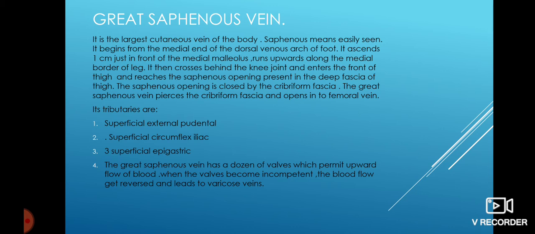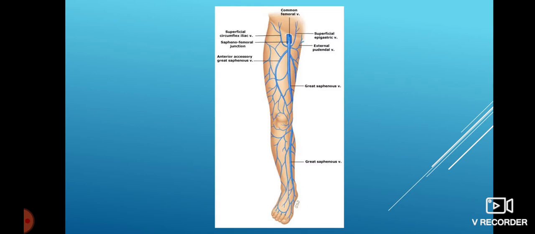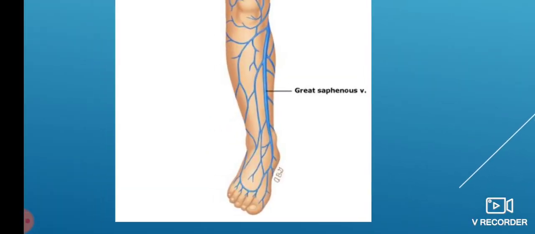The great saphenous vein has a dozen valves which permit upward flow of the blood. When the valve becomes incompetent, the blood flow gets reversed and leads to varicose vein. We'll see what is great saphenous vein.